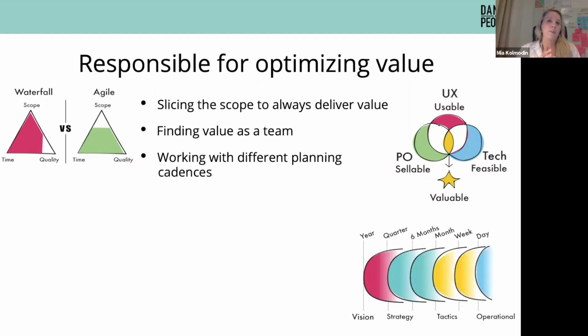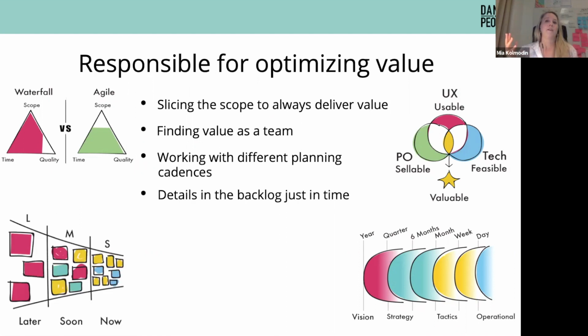And working with different planning cadences. A lot of times we need to look ahead. We need to look in the future to see the vision of the product, where we're going, what problems are we solving, what other opportunities. But then we also handle the sprint planning and having a roadmap for maybe small goals that will happen along the way. And then having the day-to-day business together with the team. So you work on different levels a lot of times as a product owner.